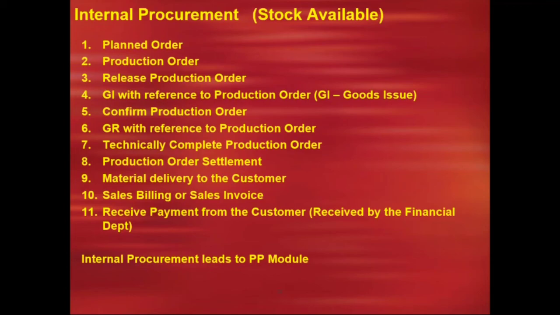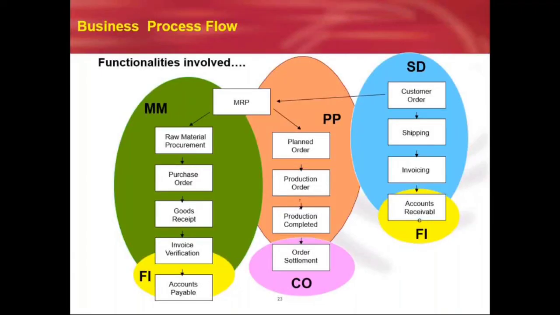And finally, you can see the total overall business process flow. Now, just now I told you each and every department, or each and every functional module, is integrated into one another. Here we can see all the modules are integrated. First, the customer places an order to the company. It triggers MRP. Once MRP is triggered, the MRP decides the type of planning we have to go for.